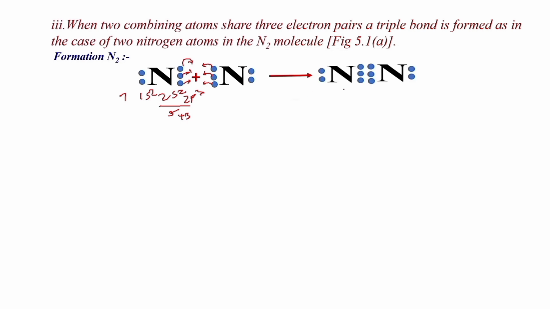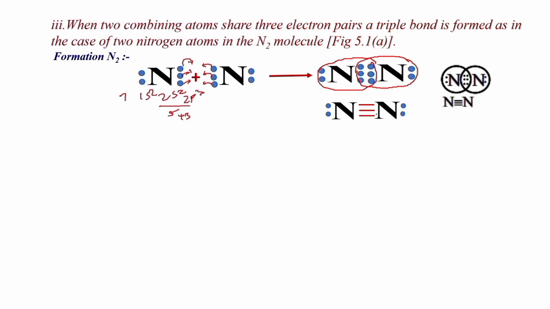Look at here. Each of the atoms completes its octet. Count the number of electrons: 1, 2, 3, 4, 5, 6, 7 and 8. On the shared pairs of electrons, both the nitrogen atoms claim equally, and this is the formation of a triple bond. In this triple bond, the first bond is the sigma bond and the other two bonds are pi bonds.